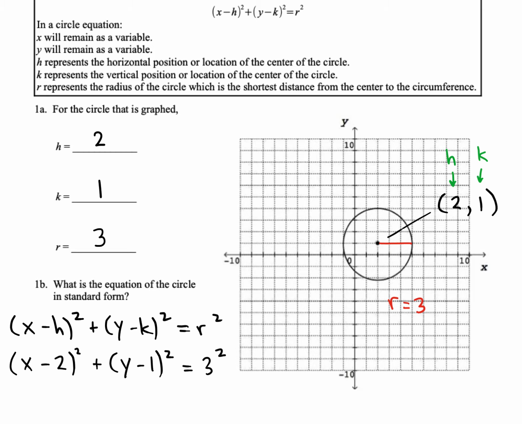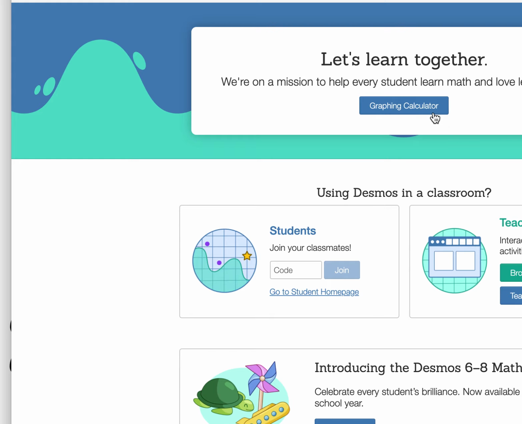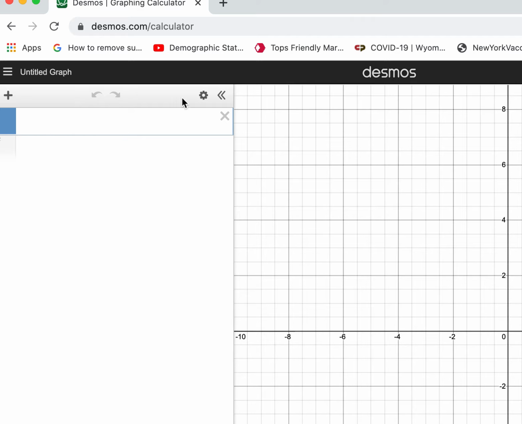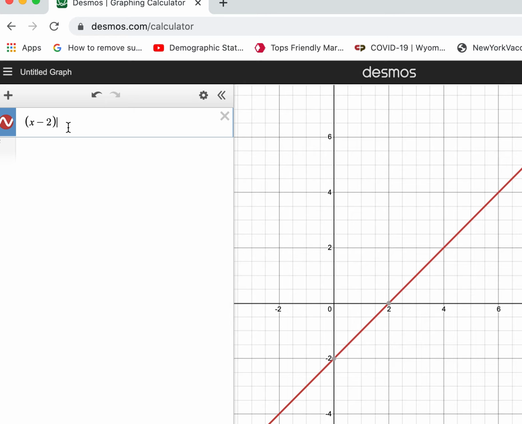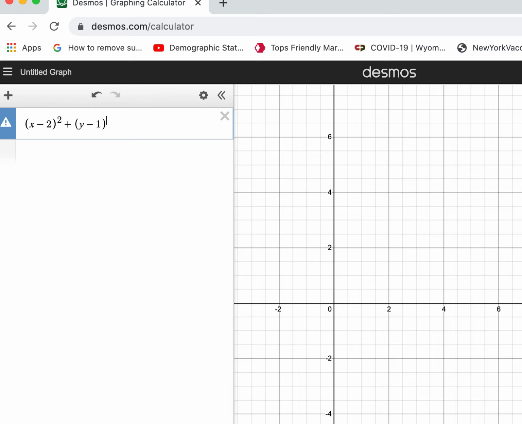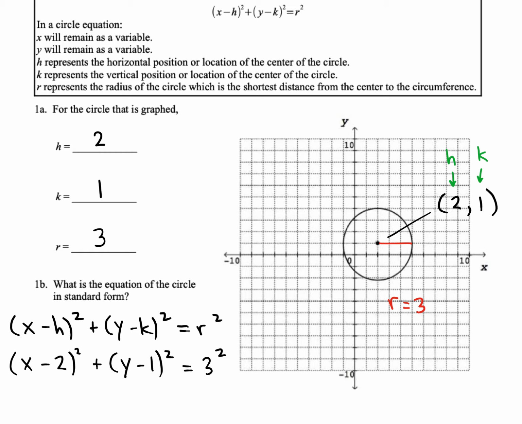We can verify that it's correct just by going to a graphing program such as Desmos.com, and we'll type in that equation and see if it plots the same circle that we see here in our graph. (x minus 2) squared plus (y minus 1) squared equals 3 squared. It looks like the same circle as we see in the picture here. Great.